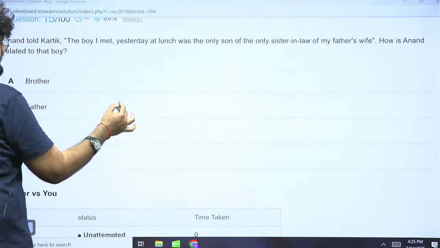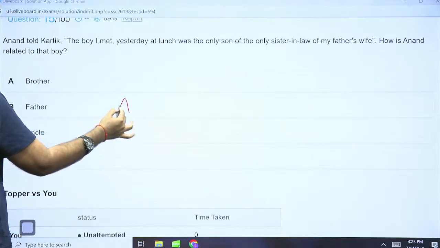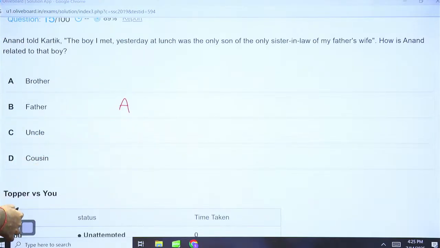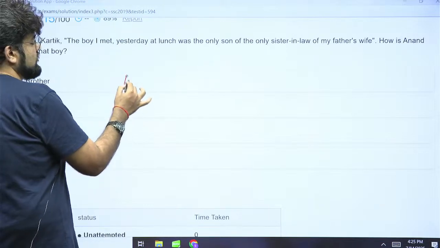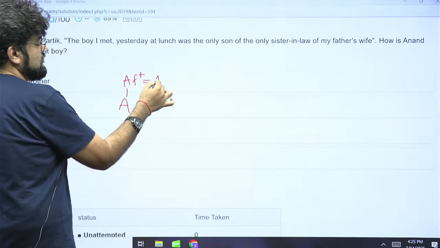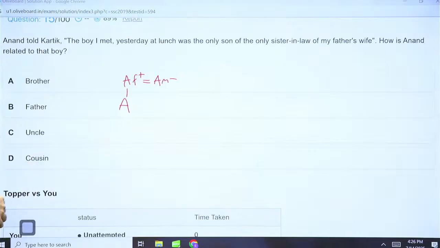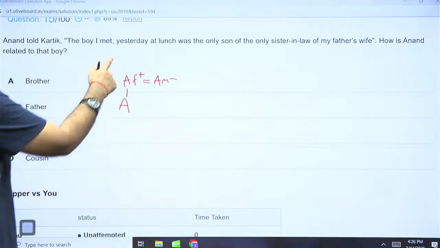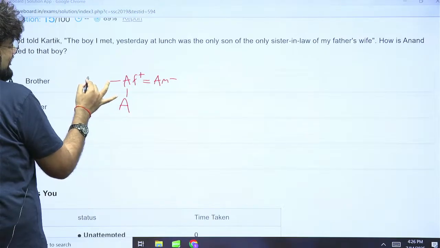Anand told Karthik. So who is the speaker? Anand. The boy I met yesterday at lunch was the only son of the only sister-in-law of my father's wife. So Anand's father's wife is Anand's mother. Come back from there. Son of only sister-in-law of my father's wife. Sister-in-law means only sister-in-law.